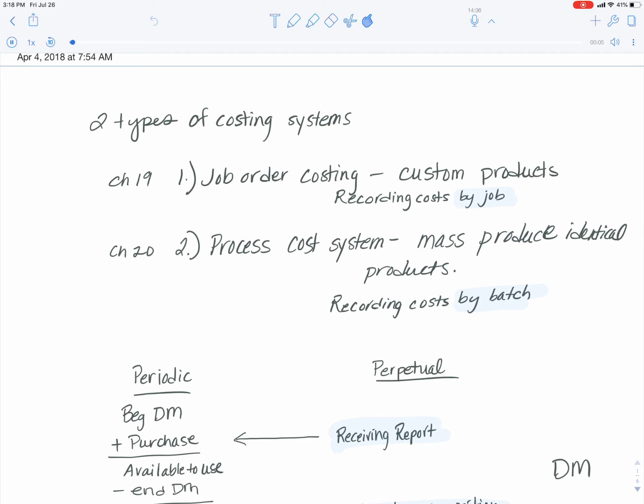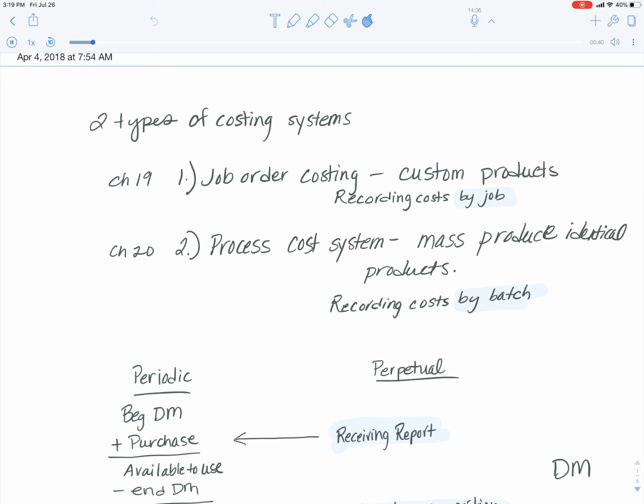Which is on job order costing. There are going to be two types of costing systems that we're going to cover over the last two chapters. This chapter is on job order costing, and chapter 20 is on process costing systems. So by now, hopefully what you have done is watched the first introductory video before this one on a manufacturing company that utilizes job order costing.